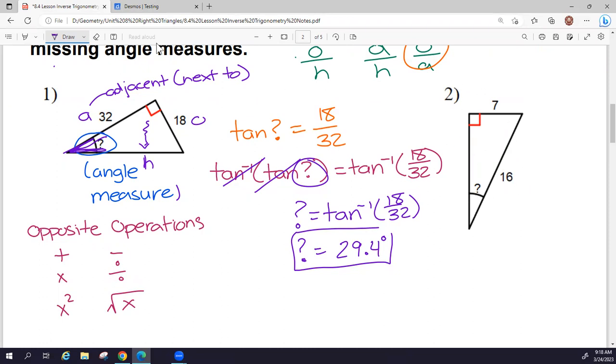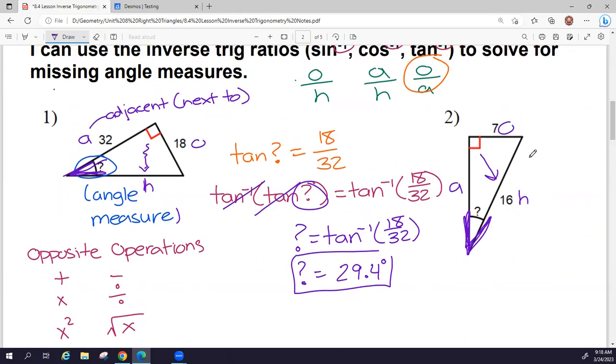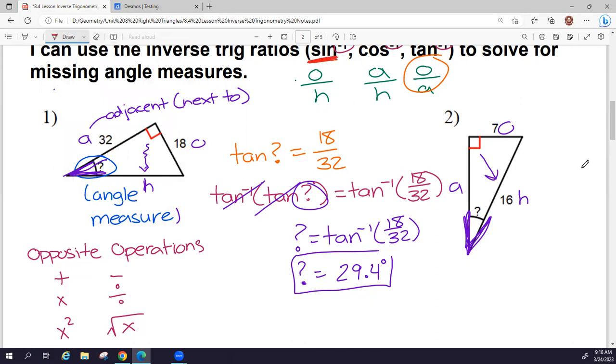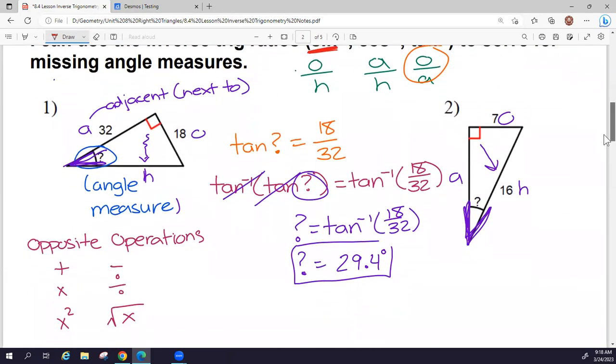So let's look at this next one. I'm going to label this as my hypotenuse across from 90. That makes this my adjacent side because it's next to the angle. And then 7 then is my opposite. So I look and I see that I know how long my opposite side is. I know how long my hypotenuse is. That means we're going to be looking at sine. So we can use the sine function to help us solve this. We're going to say sine of our angle question mark is equal to our opposite side, 7, divided by our hypotenuse, 16.